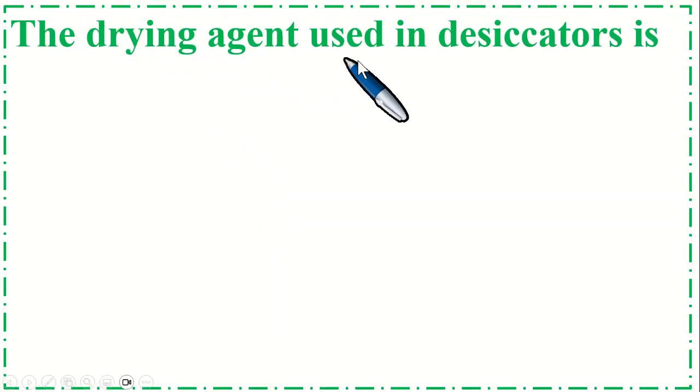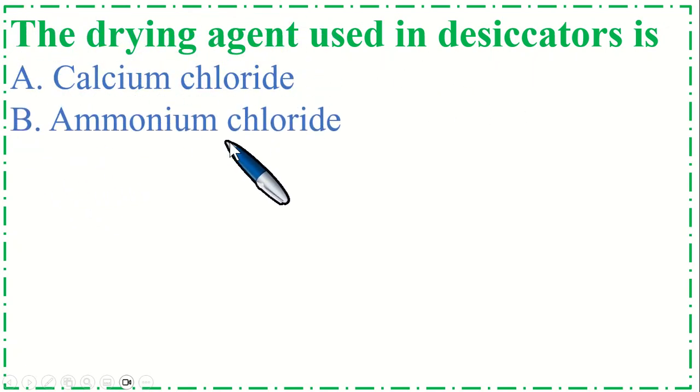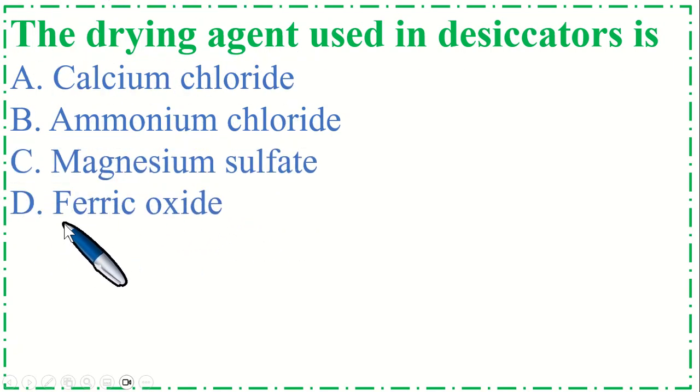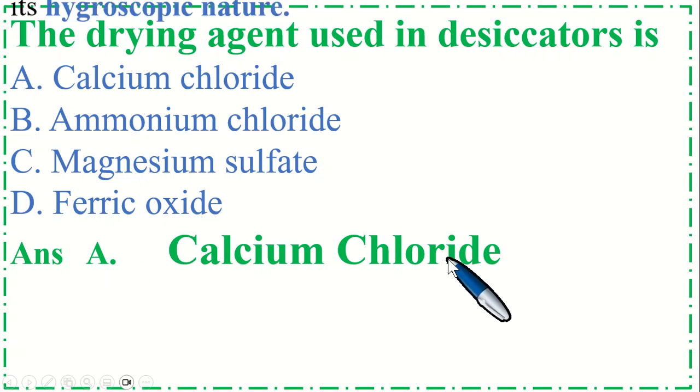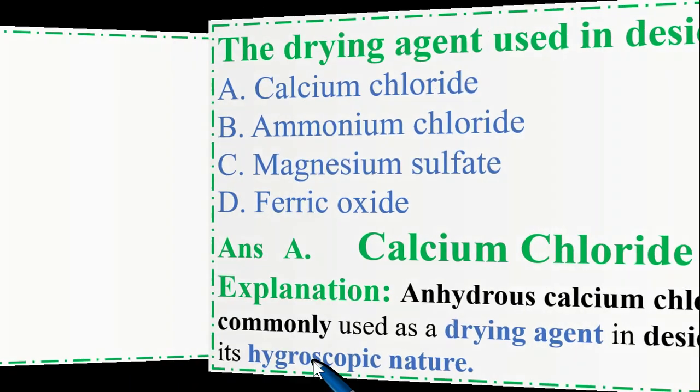The drying agent used in desiccators is option A, calcium chloride, B, ammonium chloride, option C, magnesium sulfate, and option D, ferric oxide. So the correct option is A, calcium chloride. Anhydrous calcium chloride is commonly used as a drying agent in desiccators due to its hygroscopic nature.